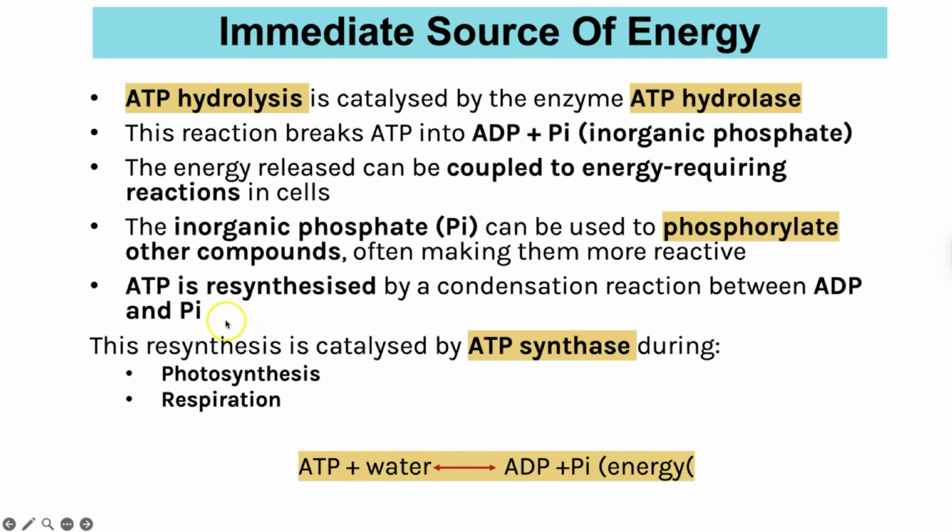ATP can also be resynthesized, which is when ADP and Pi join by a condensation reaction. It's also an example of phosphorylation because you're adding an inorganic phosphate onto this molecule. So this resynthesis is catalyzed by ATP synthase, and that happens in both photosynthesis and respiration, both of which come up in topic 5. So here is our word equation. ATP plus water goes to ADP and Pi. Energy is released, so it's not actually a product that you'd write in there because you can't produce or use up energy.